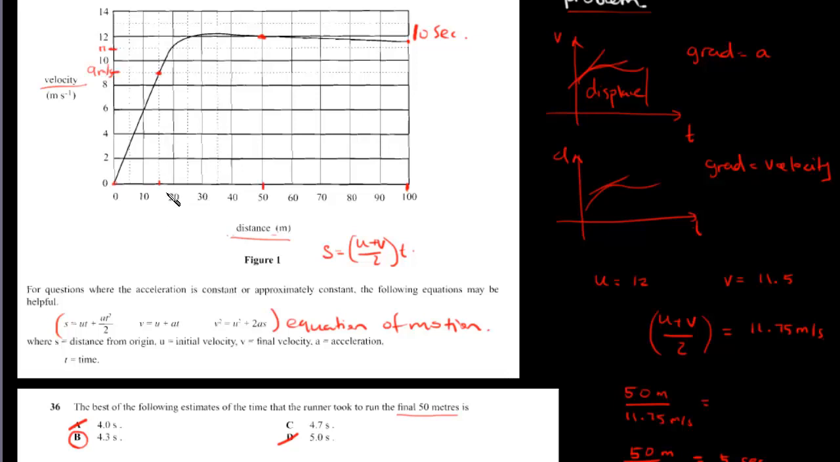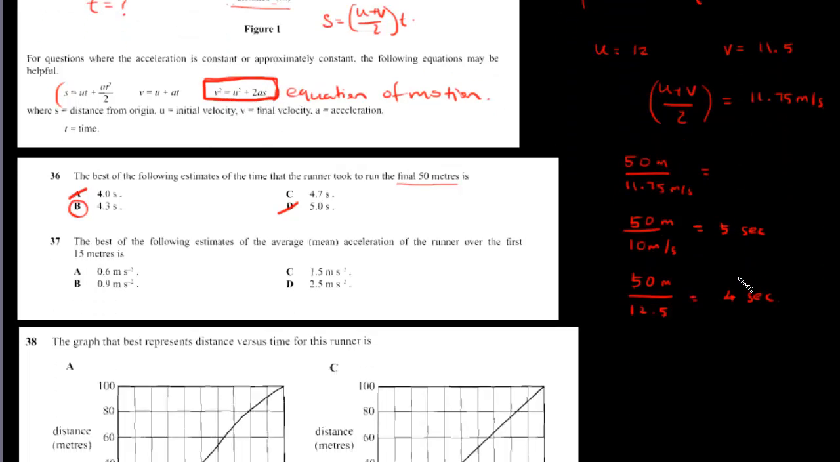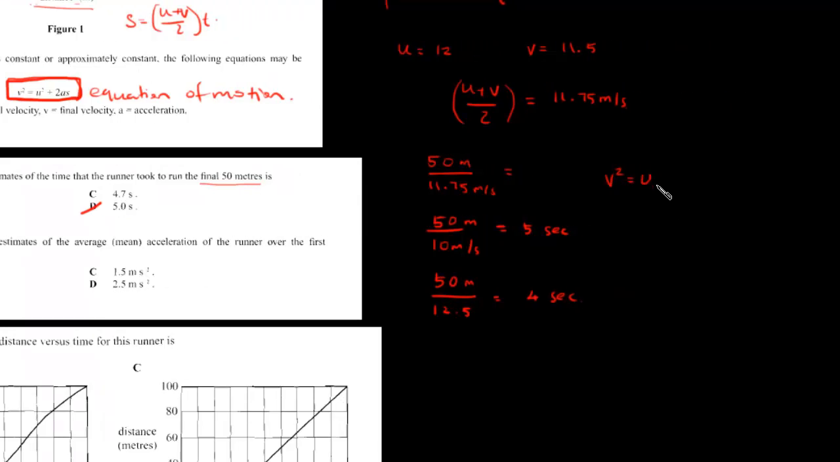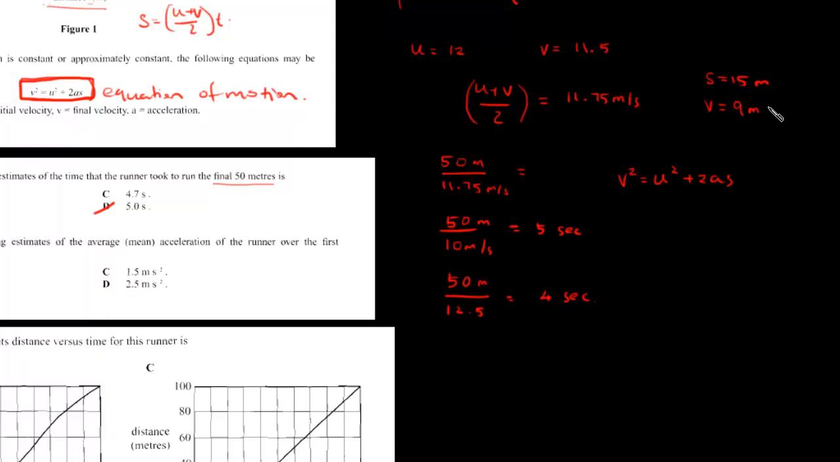the velocity is 9. In this question we don't have any clue about how long it took. I told you in my first lecture that if you don't know time, your best bet is this equation right here, which doesn't have any time involved. This gives you v squared equals u squared plus 2as. We know that s is equal to 15, it ran 15 meters, and the final velocity is 9 meters per second, and the initial velocity is equal to 0.